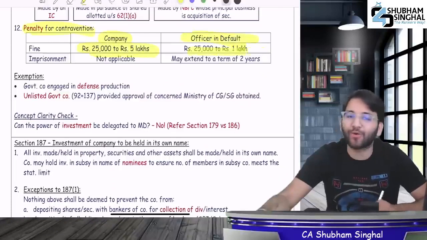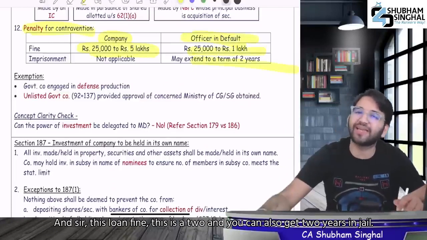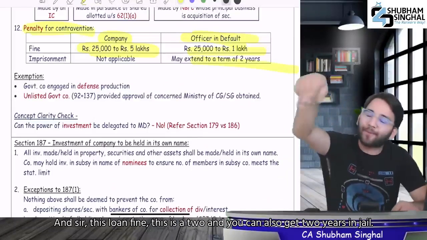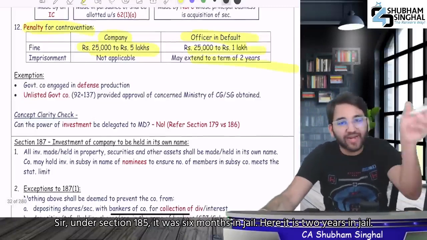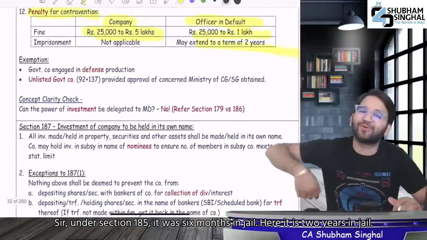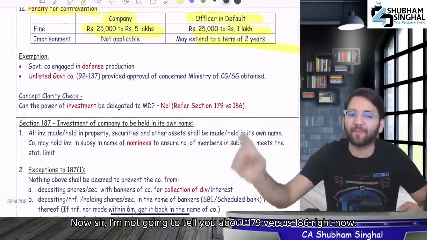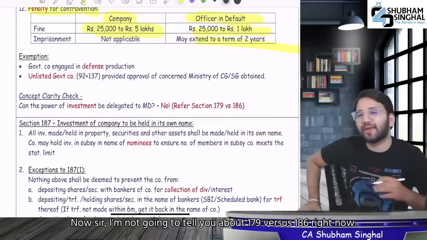25,000 to 5 lakhs, 25,000 to 1 lakh for OID. And with this fine or penalty, you can have imprisonment of 2 years. Under 185, it was 6 months in jail. Here it's 2 years in jail. Now, I'm not going to tell you about 179 versus 186 right now.